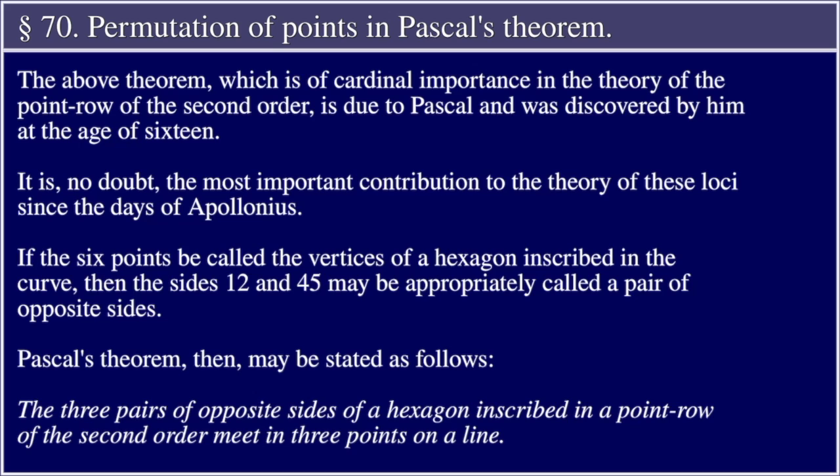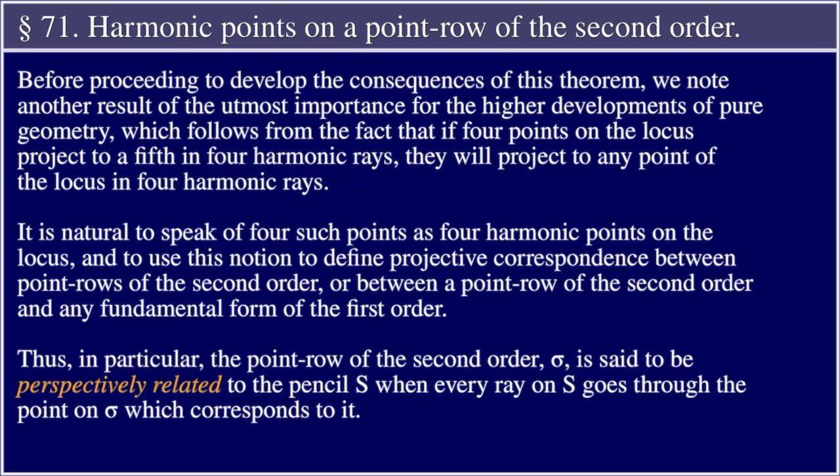Section 71. Harmonic points on a point row of the second order. Before proceeding to develop the consequences of this theorem, we note another result of the utmost importance for the higher developments of pure geometry, which follows from the fact that if 4 points on the locus project to a 5th point in 4 harmonic rays, they will project to any point of the locus in 4 harmonic rays.